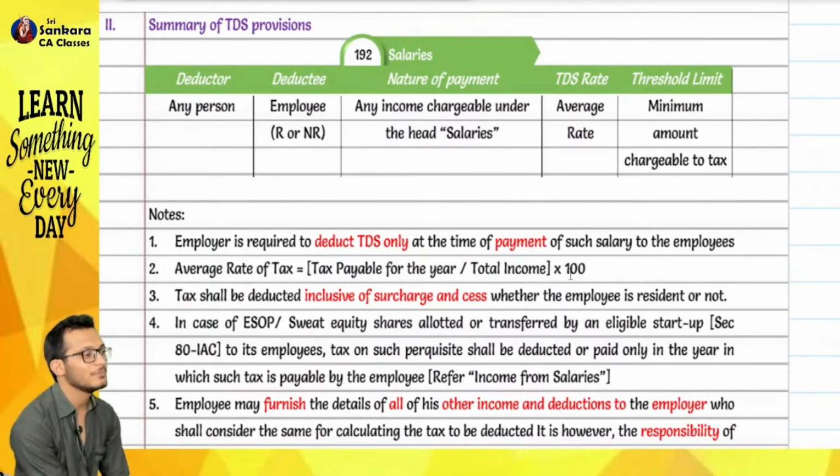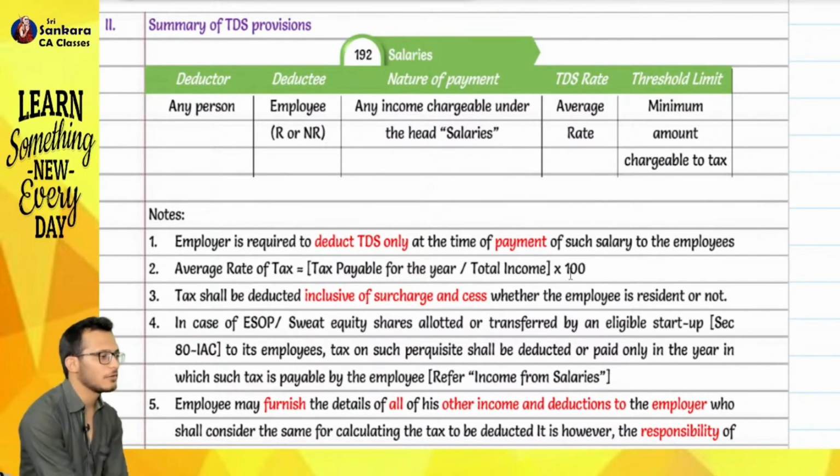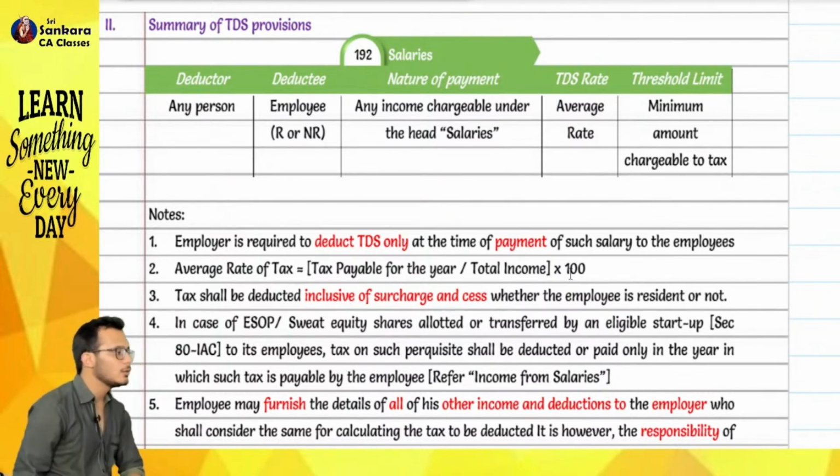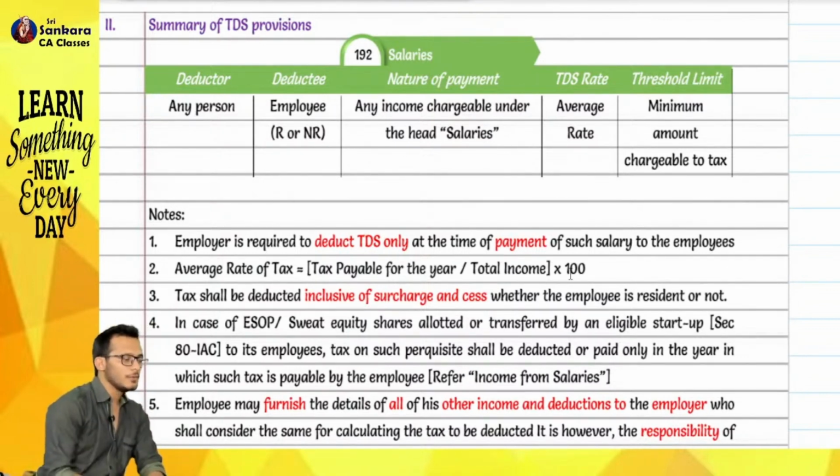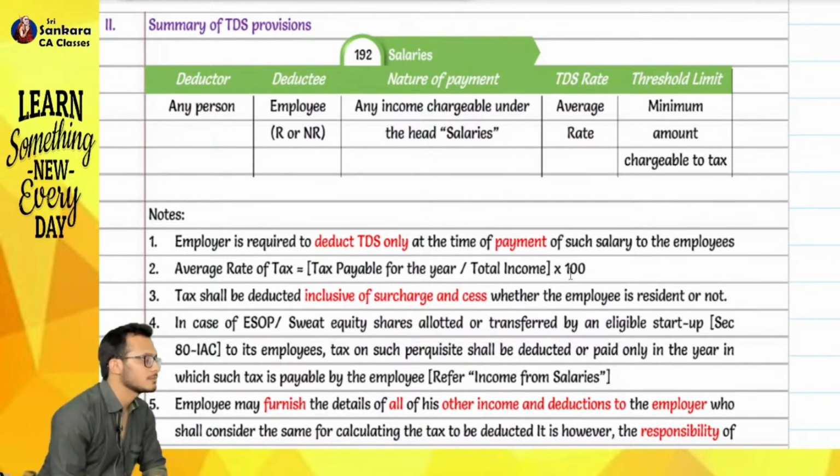Okay, clear? These are the provisions for 192. Next comes 192A. These provisions say that, boss, if you withdraw something from your PF, that will be liable for TDS. Who will collect the TDS?